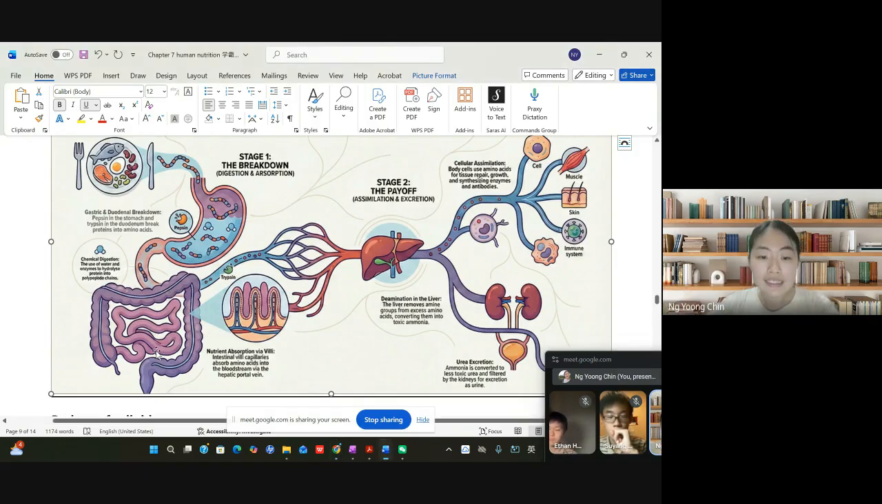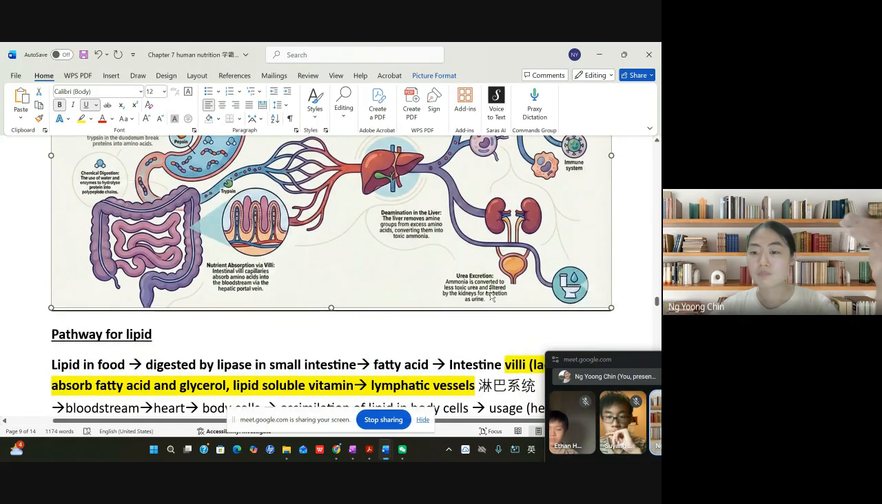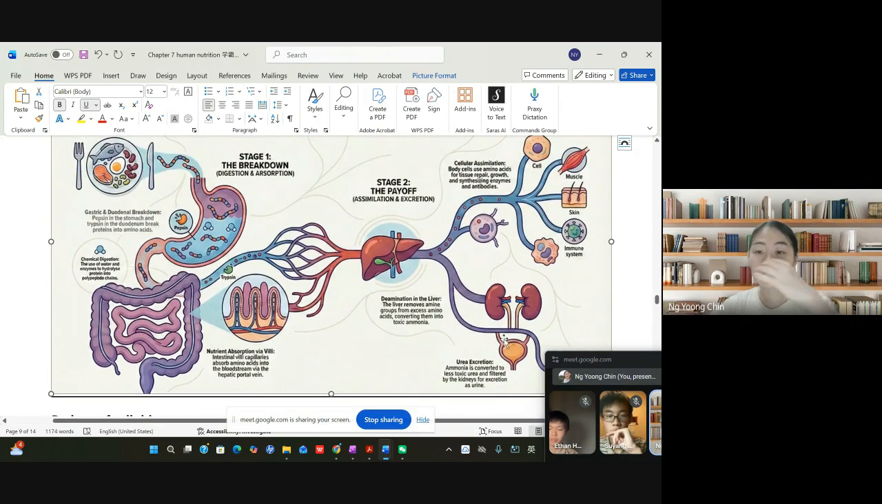So you can see later they go to the villi, and then from the villi they get into the liver by the hepatic portal vein. So the liver will do the assimilation and the deamination. Then it will produce ammonia and then it becomes urea, and becomes urine at the end. The other amino acids will just be used up by the cells.